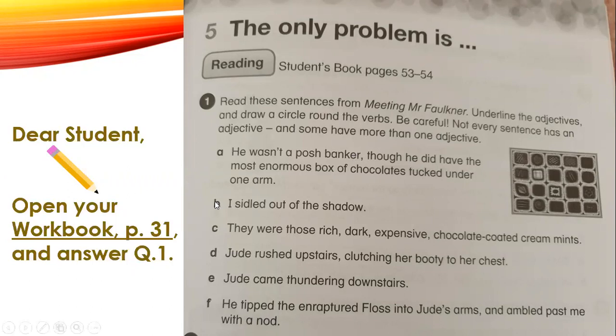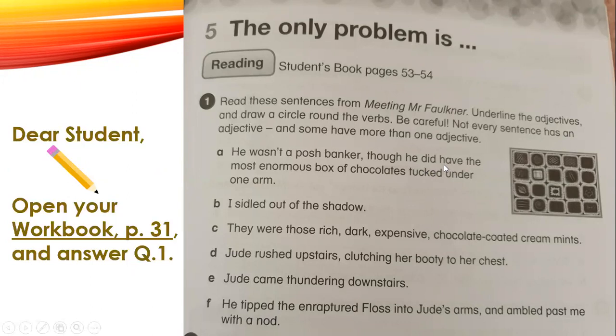Sentence A. He wasn't a posh banker, though he did have the most enormous box of chocolates tucked under his arm. So, he wasn't a posh banker. He is the subject, and after the subject, there is the verb. So, the verb here is wasn't. Banker is a noun, and it is described by the word posh. So, posh describes the noun banker, so it is an adjective.